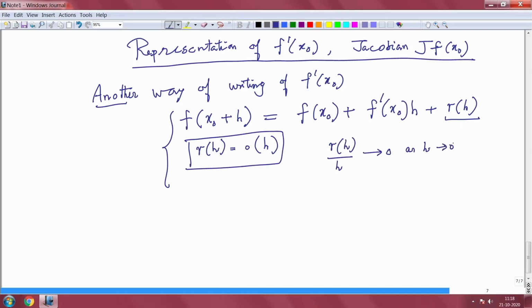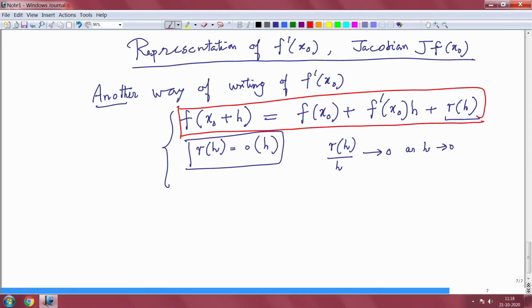So, if you get an expansion of this form, with R(h) equal to something like root h, or something not smaller than h, that is not enough. You have to write that this should be of smaller order. Then only you will see that you may be able to write f prime in its matrix form, which I am going to represent. But that is not enough, as you said: existence of partial derivatives or directional derivatives may not be good enough to do that.